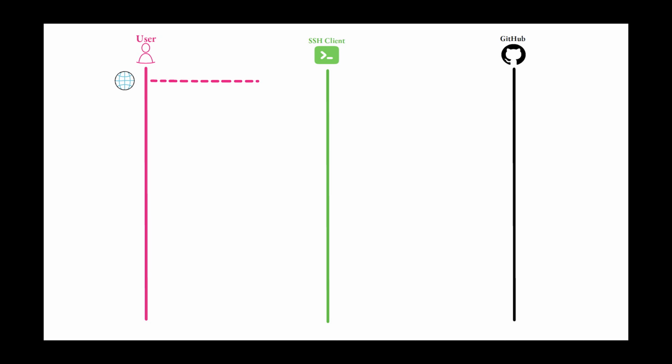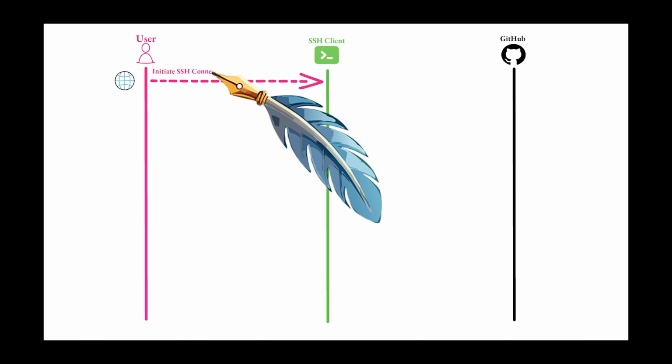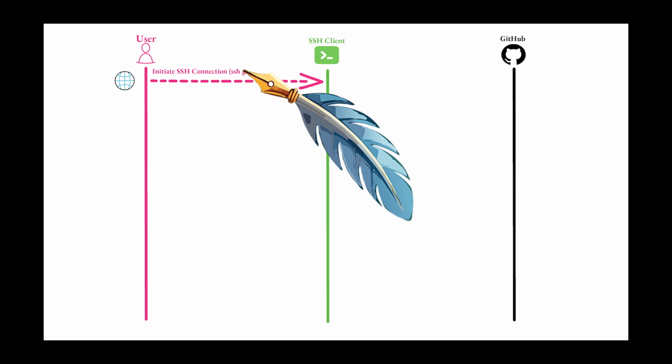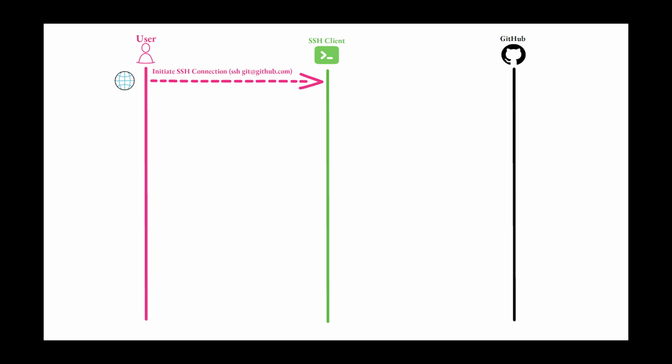The first step is for the user to initiate the SSH connection. This is done by running a command like ssh git@github.com in the terminal. This command tells the SSH client that the user wants to establish a secure connection with GitHub.